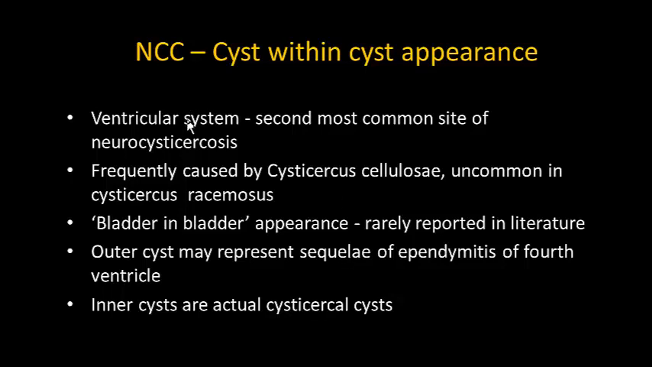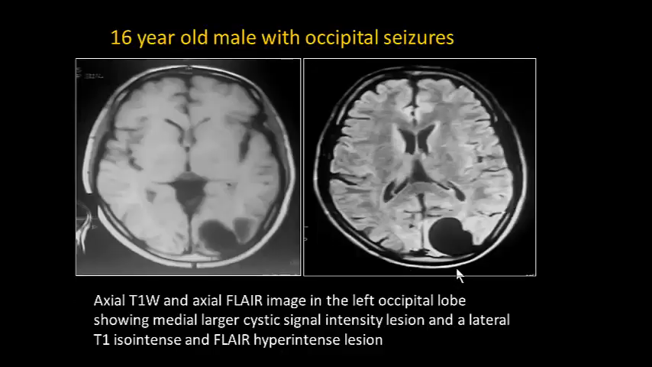So a cyst within a cyst appearance can be seen in the ventricular system, and frequently it is caused by Cysticercus cellulosae. Bladder within bladder appearance is also reported in the literature, but it is very rarely seen. The outer cyst is probably because of the sequelae of ependymitis. The inner cyst is actually the cysticercus cyst.